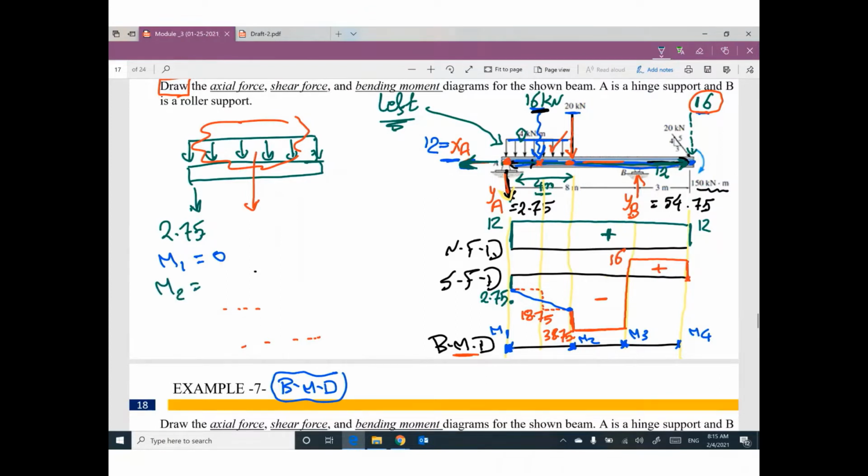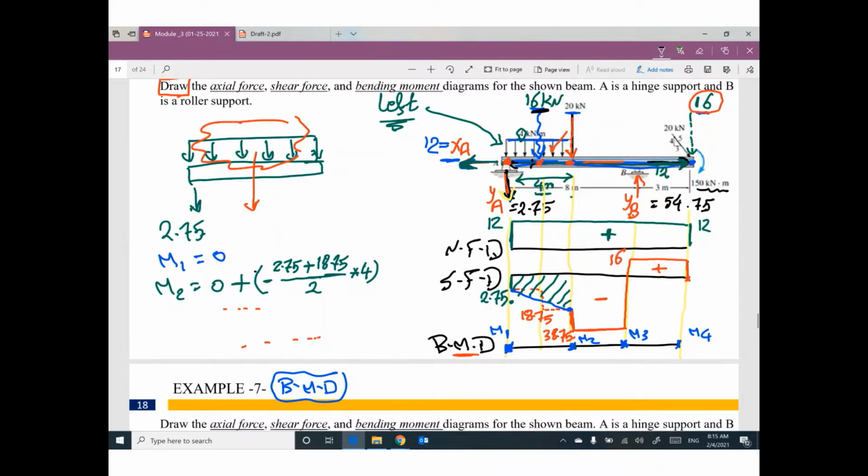Do you remember that? M2 equal previous moment, which is M1, 0, plus area of shear between point 2 and point 1. Do you have area of shear? Yes, we have this trapezoid. What is the area of this trapezoid? It's negative. Yes, what is the area? 2.75 plus 18.75 divide 2 times the distance in between 4.